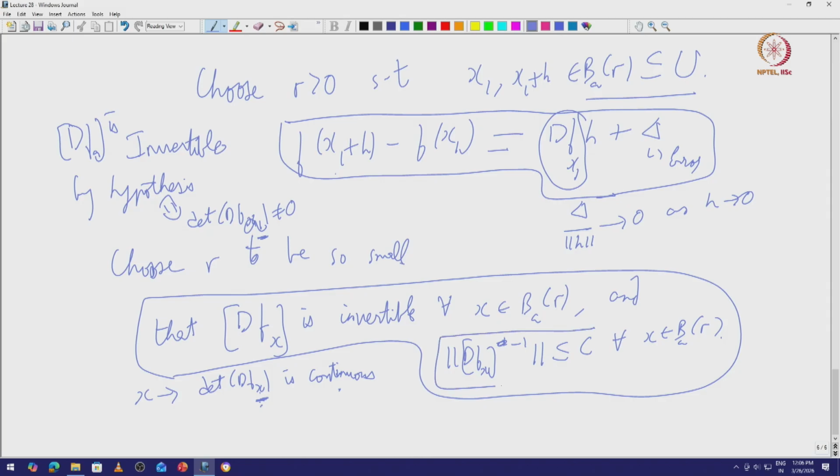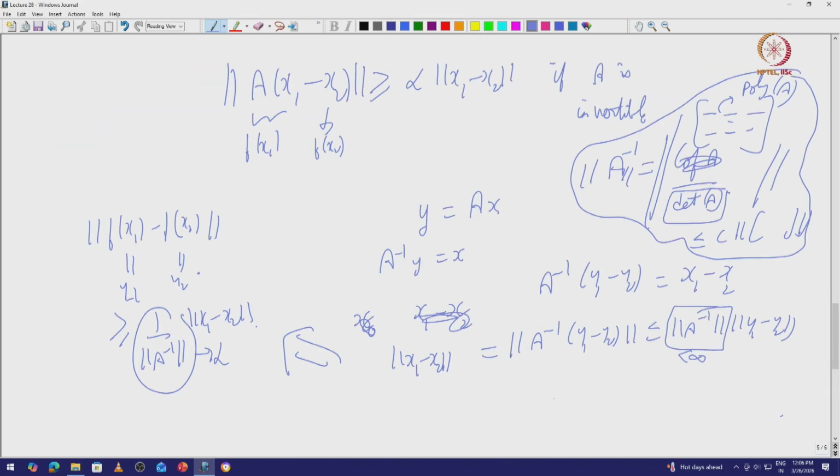Why is this true? Note that, again, the map from x to this inverse is also continuous. Why is it continuous? Because we have an explicit formula for the inverse of a matrix. It's equal to, as I just wrote here, a matrix whose entries are a polynomial in the entries of A divided by the determinant of A. This is Cramer's formula, or Cramer's rule, if you will. Obviously, entries of polynomial functions of A are continuous. The 1 by determinant is a continuous function as long as the determinant is non-zero.